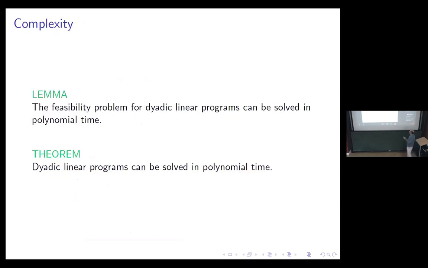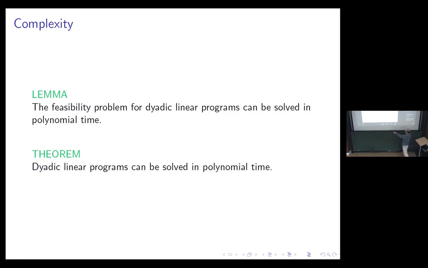So then you get this kind of complexity results. The feasibility problem for dyadic linear programming can be solved in polynomial time. And that's essentially this kind of Hermite normal form type of argument that we made. So this is polynomial, that leads to a polynomial algorithm.